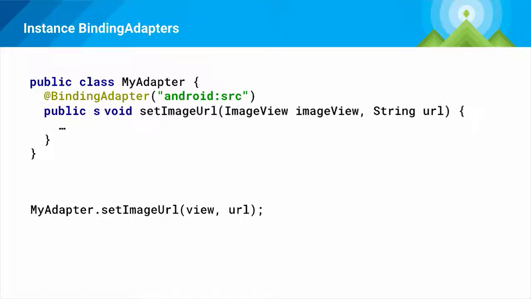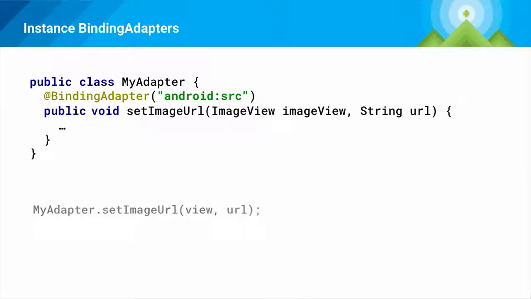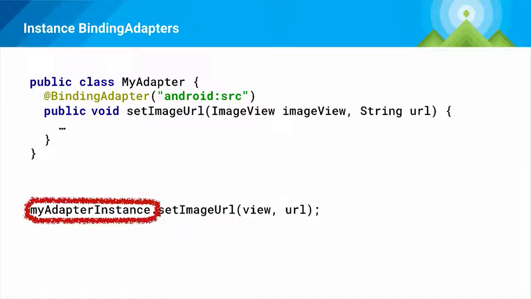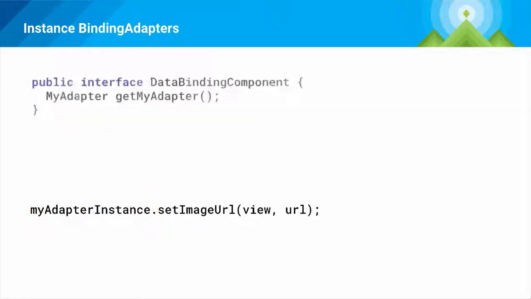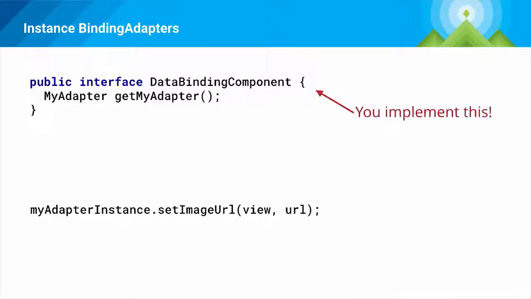So yeah, I mean, we take out the static. What happens? Right, where does that instance come from? We have to do some kind of instance. So what we're going to do is the binding framework is going to look and see, oh, this is an instance binding adapter. We need to generate this method on this data binding component class. And this method is going to be called get, whatever the name of your adapter class is. And now it's your job to implement this method, to implement this class.